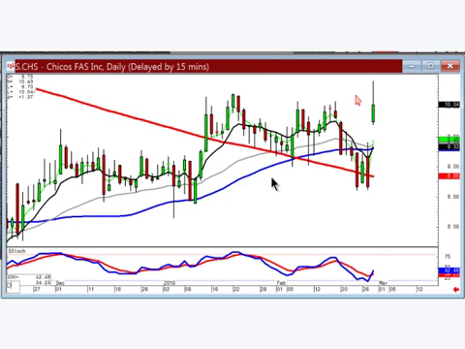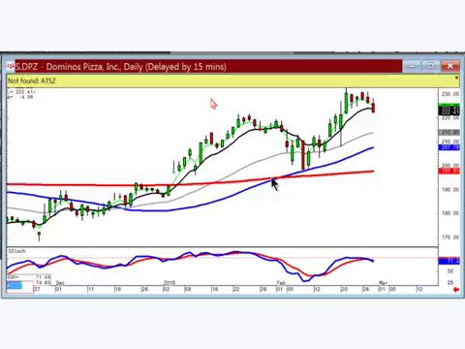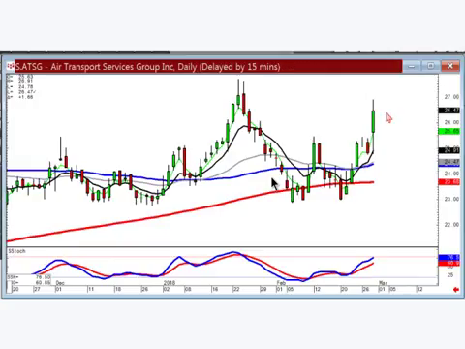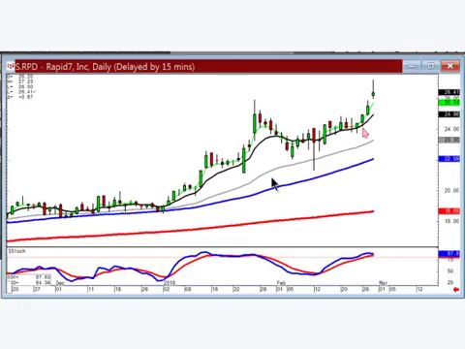Dominoes. No, that's not a kicker signal either. That's just a down move. Okay, yeah, we're pretty much done. ATSG. That's a trend kicker. That's got more upside to it. And I think RPD did have a good kicker signal, or not a kicker, nah, that's a fry pan bottom breakout.